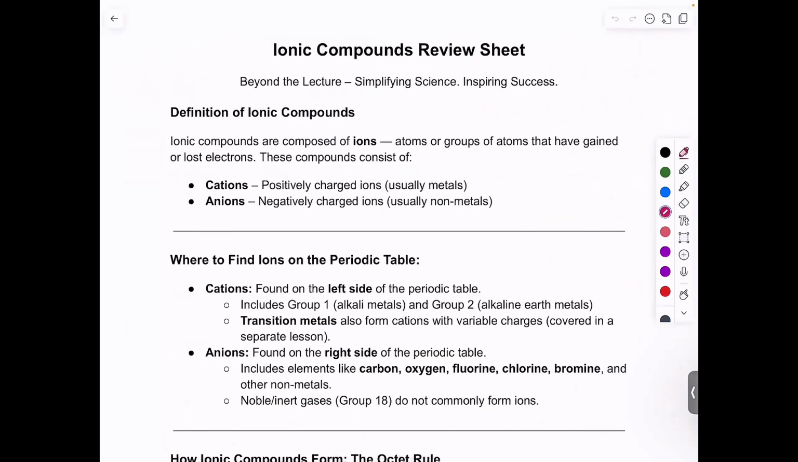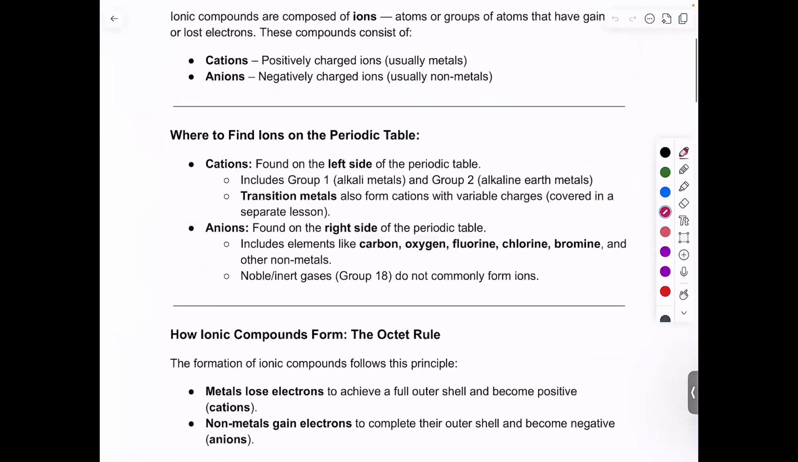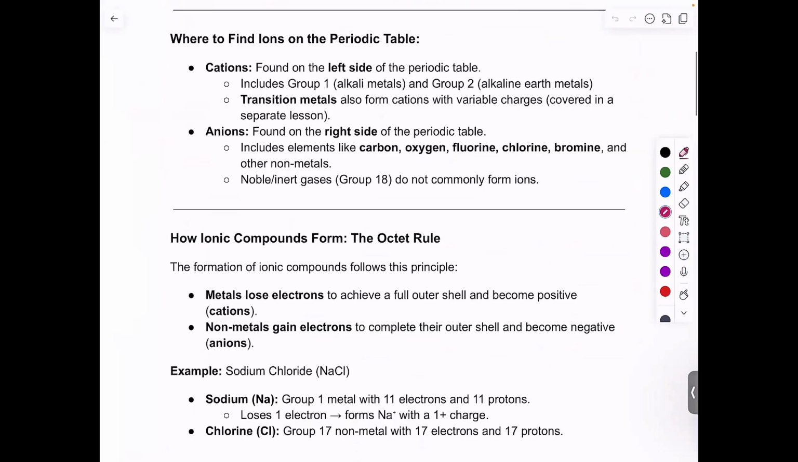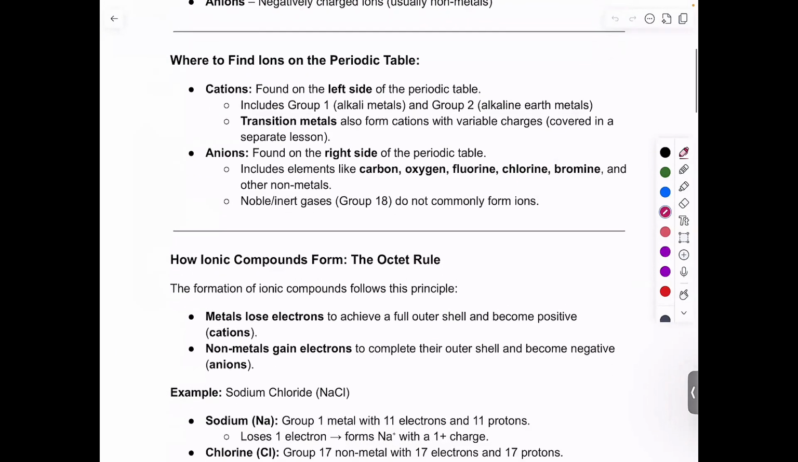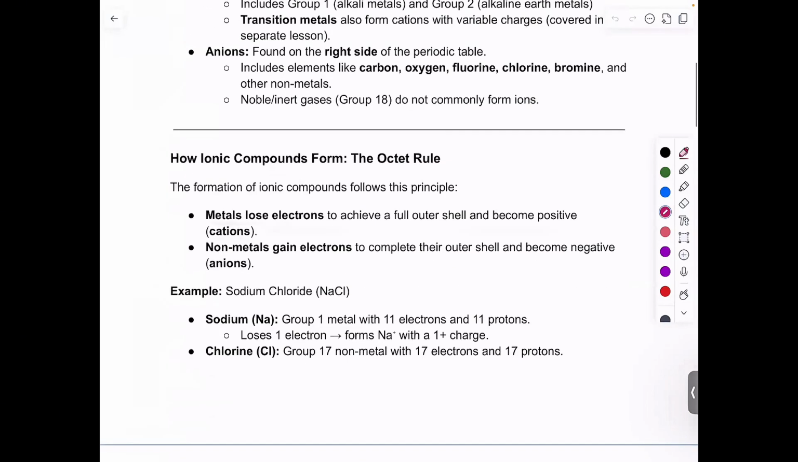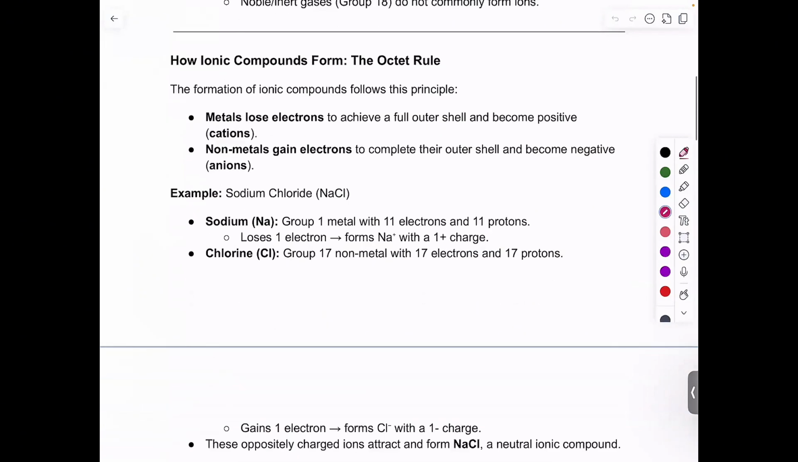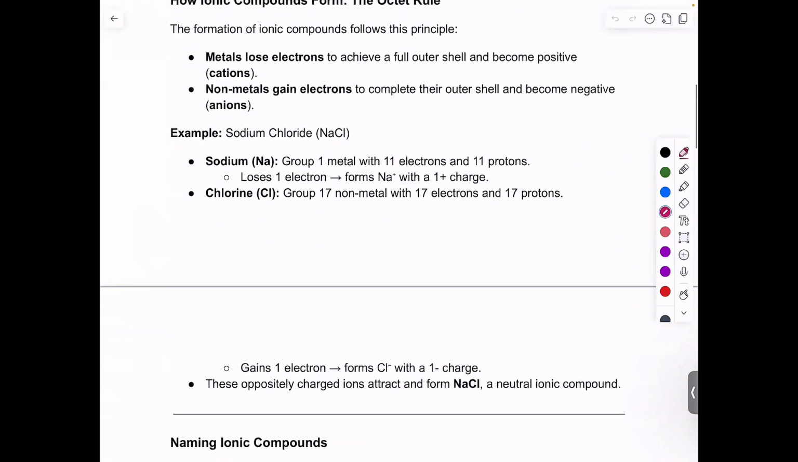So I've already gone over how you find the ions, how you find the metals versus the nonmetals, and some common examples. And then we already discussed the octet rule. So typically metals lose electrons, they become positive, and nonmetals gain electrons. They gain negativity to be more negative, right? They'll have a charge below 0.